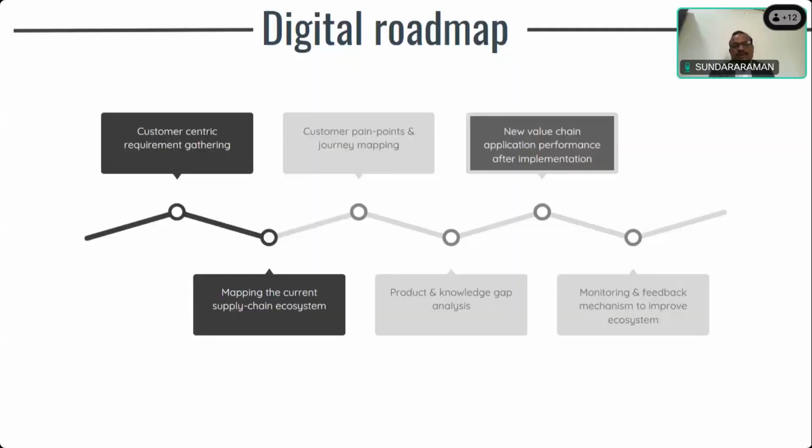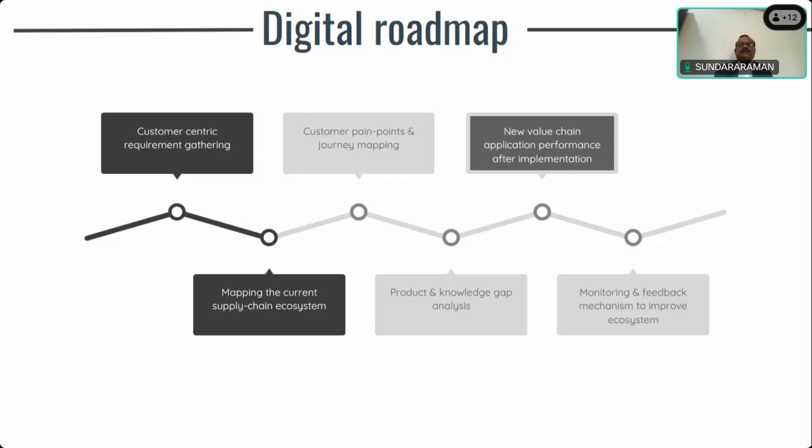So the digital roadmap is nothing but we need to understand customer pain points, what the JD is in which they want to go ahead as a manufacturer, and product knowledge and gathering. We need to see that, mapping the current system. Then you need to create a new value chain application performance for a proper implementation. So this value chain system is nothing but what the customer wants.